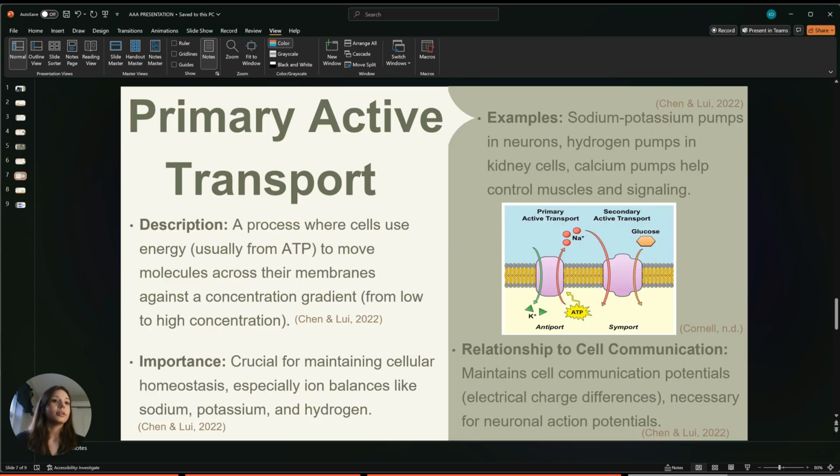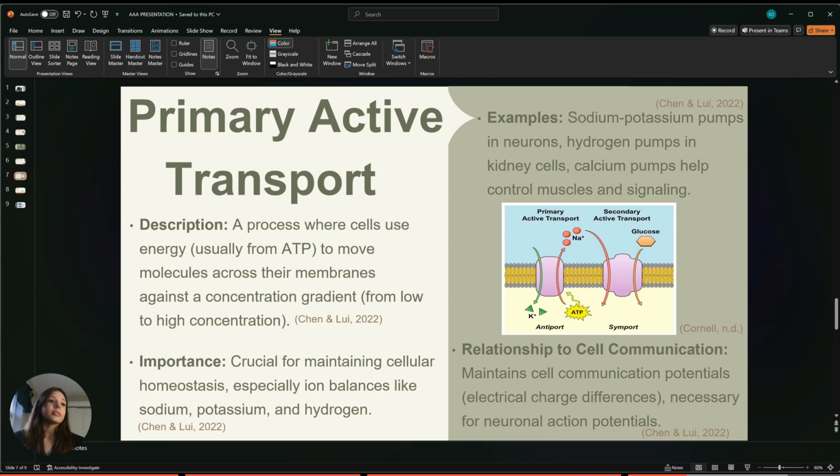Primary active transport. Primary active transport is when cells use ATP energy to move molecules against the concentration gradient from a low to high concentration. This is done with transmembrane proteins called pumps. These pumps use ATP to change shape and move ions, like 3 sodium ions out and 2 potassium in. It's crucial for maintaining homeostasis, especially ion balances like sodium, potassium, and hydrogen. Disruption can cause diseases like cystic fibrosis and kidney disorders.